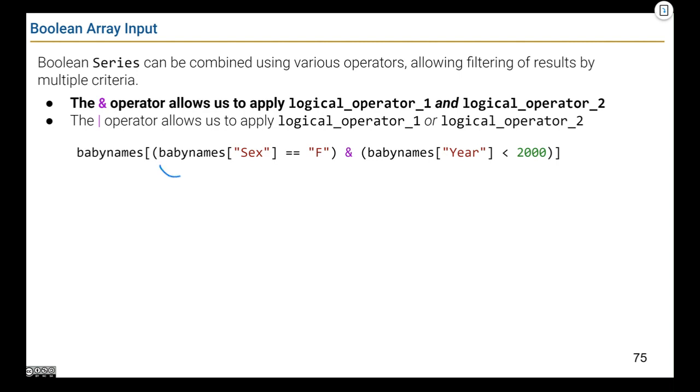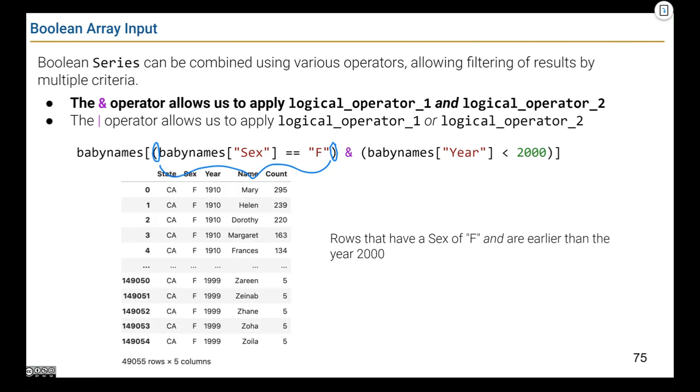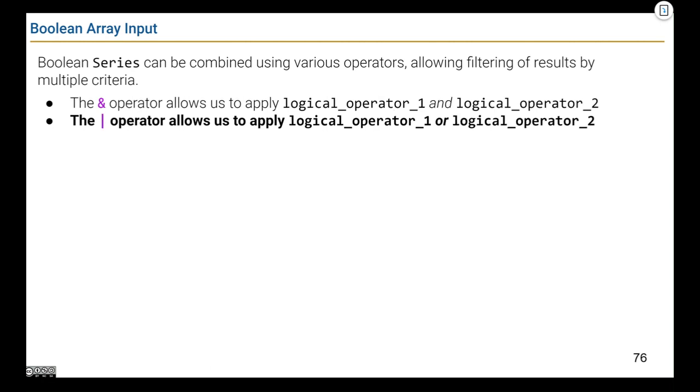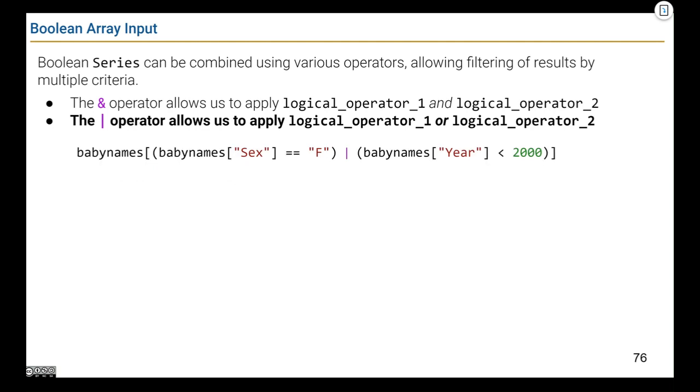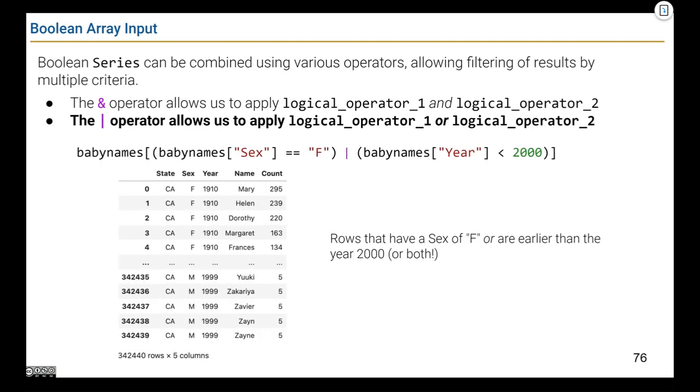I will point out that each Boolean series you input needs to be separated by its own parentheses. But now this is going to give me all the rows that have female and earlier than the year 2000. Similarly, if I wanted to do OR, again, I'm putting now female OR before the year 2000, and now I'm going to get this as an output.